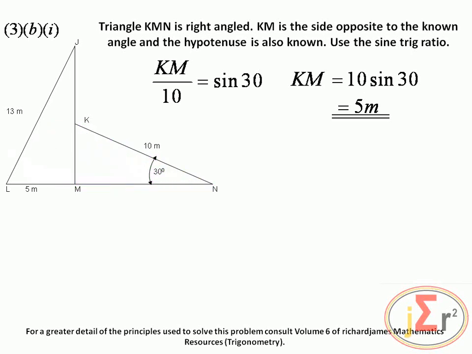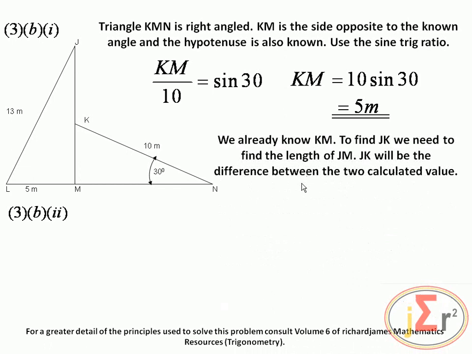In the other case, we'll be required to find JK. However, we cannot find JK immediately. We will have to find JM first, and then make use of the KM that we have found before. So we already know KM. To find JK, we need to find the length of JM. JK will be the difference between the two calculated values.